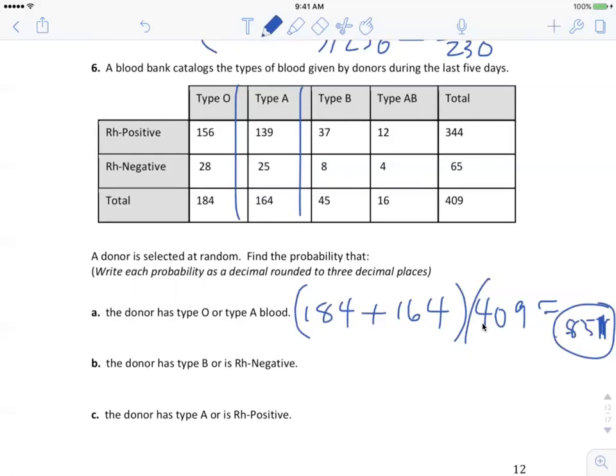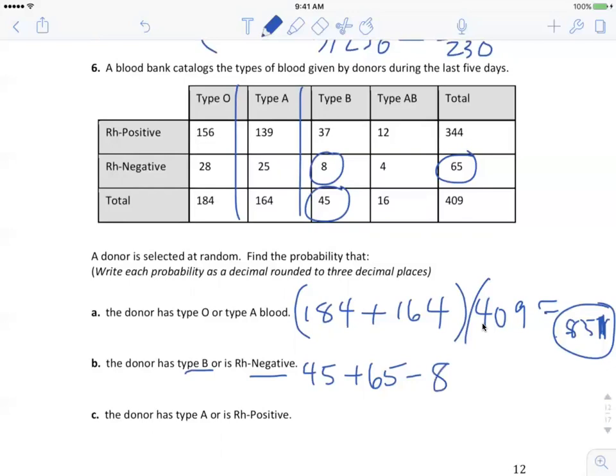How about the donor has type B or is negative? B or negative? Okay, so how many people have type B? 45. How many people negative? 65. But notice you just double counted some people, because there are some people that are both type B and negative, namely 8 of them. You just counted them twice, so you just have to subtract off that double count.